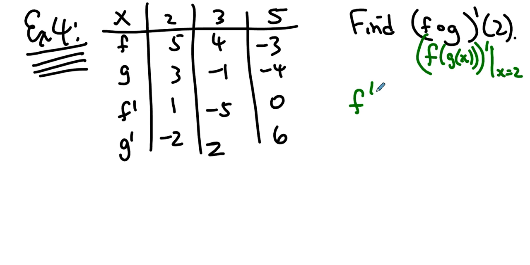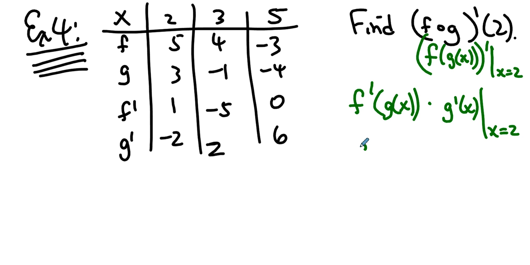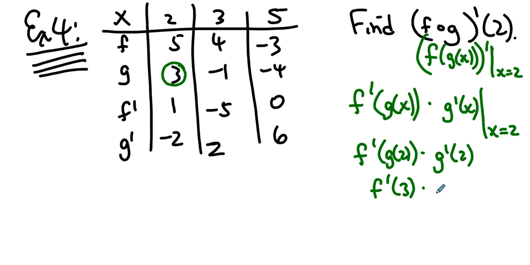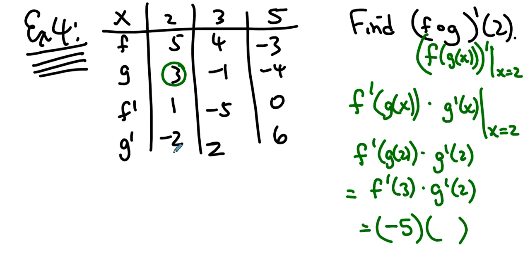We take the derivative of the outermost layer, leaving the inside alone, and then multiply by the derivative of the inside layer. And we're going to evaluate this when x is 2, which means we're looking to do f prime of g of 2 times g prime of 2. G of 2, that's 3, so we're looking for f prime of 3 times g prime of 2. F prime of 3 is -5. G prime of 2 is -2, and that turns out to be 10.